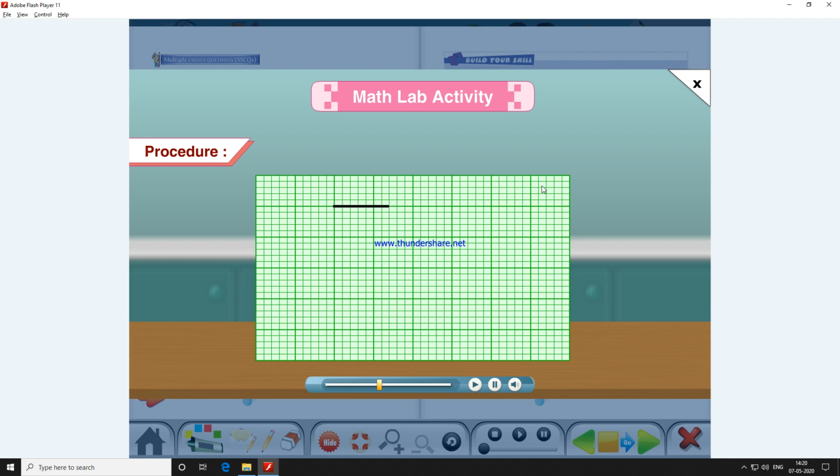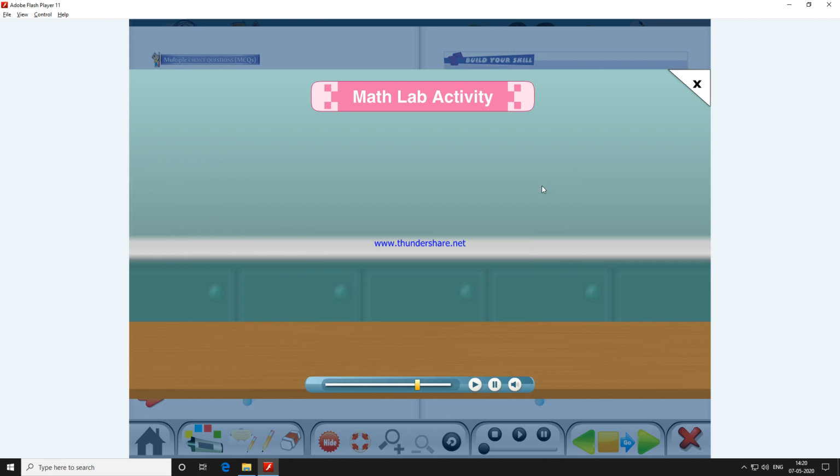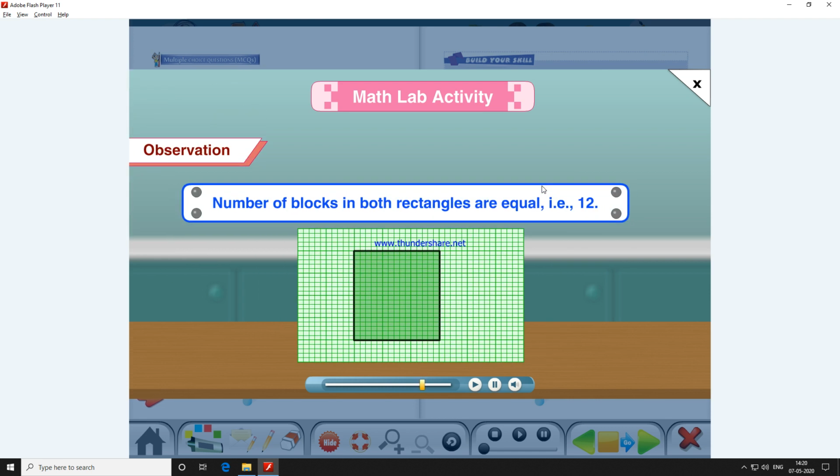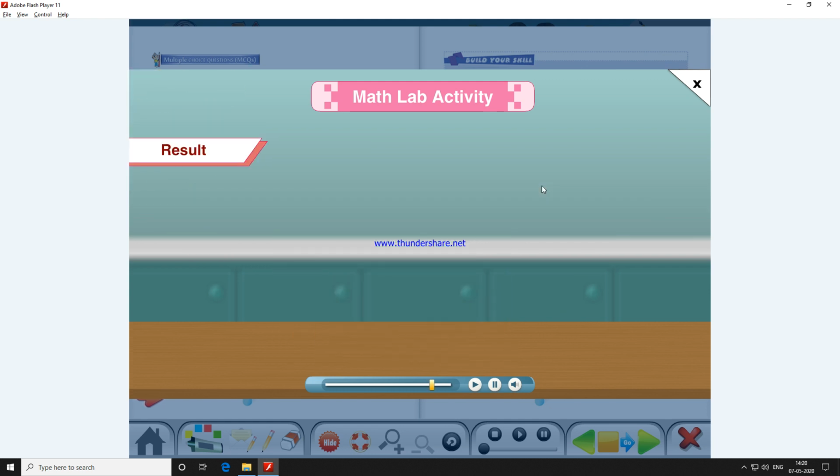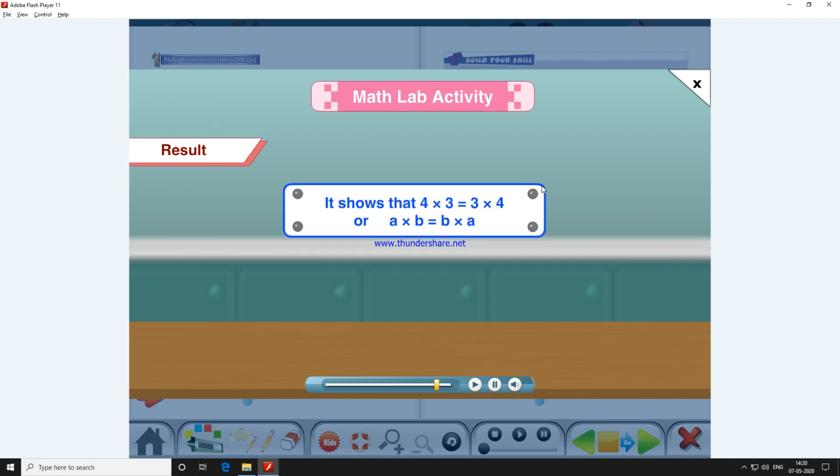1. Draw a rectangle of dimensions 4 units into 3 units on a graph paper and color it with red sketch pen. 2. Again draw a rectangle of dimensions 3 units into 4 units on a graph paper and color it with green sketch pen on the other graph paper. Observation: the number of blocks in both rectangles are equal, that is 12. Result: it shows that 4 into 3 equals 3 into 4, or a into b equals b into a.